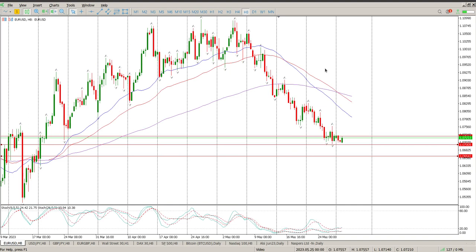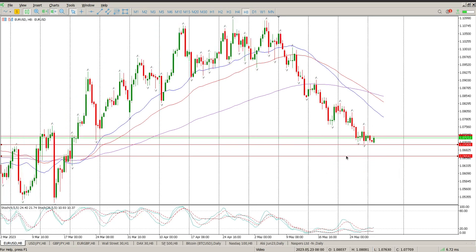So as usual, starting off with Euro USD, and we do have some structure just below us, which is pretty big on the higher time frames, and that is at 107.005, and there's a pretty big level as well just below that, and that is 106.642.